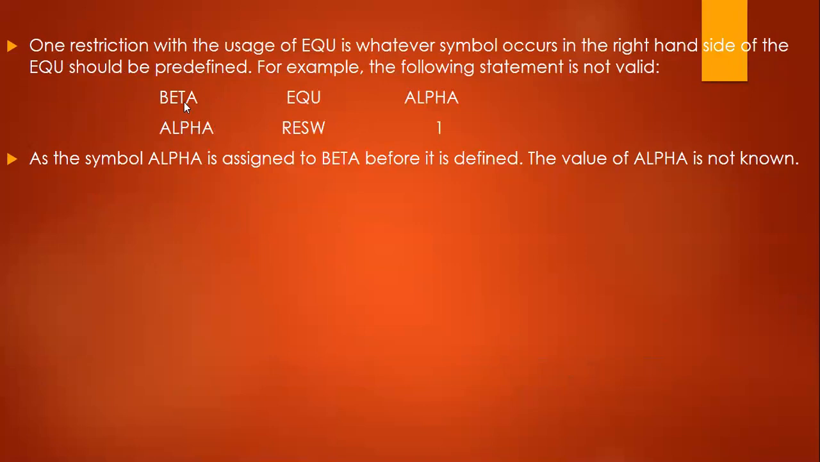Just observe. See here, beta equals alpha we are defining. Okay, but what is alpha? Alpha is defined in the next line. Alpha reserve word 1. So this will create an error. So this should be swapped. Alpha reserve 1. Then later beta equals alpha, then it will not generate any kind of error.